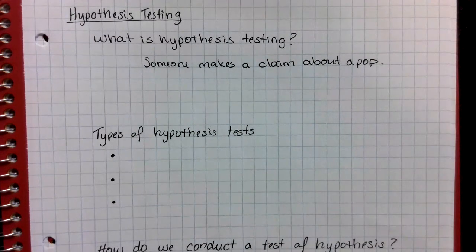Now, that claim could be related to a proportion or an average. So, for example, the claim in the news has been made that they speculate that, I don't know, 60% of US citizens will get the coronavirus. So, that's an original claim.